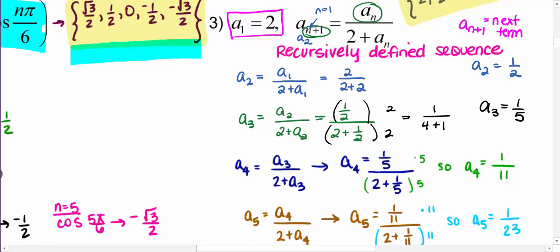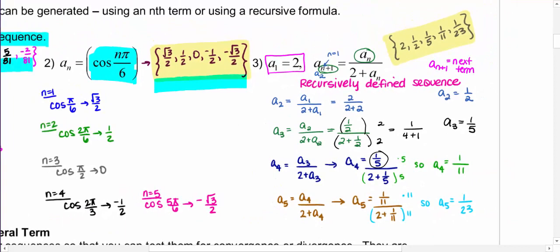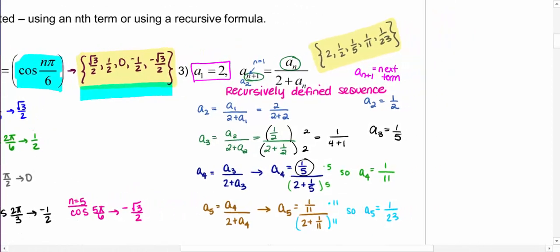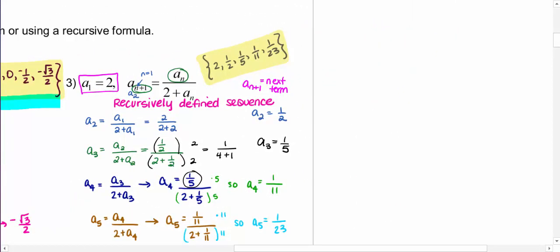And then I continue going. A sub 4 is a sub 3 over 2 plus a sub 3, and I knew my a sub 3 was 1/5. And so I get my list of numbers there. Now, recursively defined sequences are pretty easy to write because you're just basing your current term off of your previous term or your next term off of your current term.